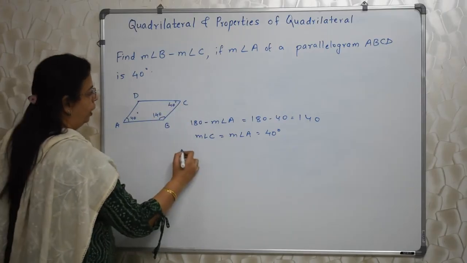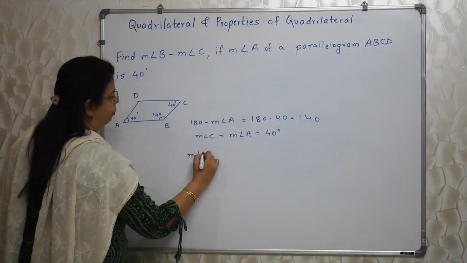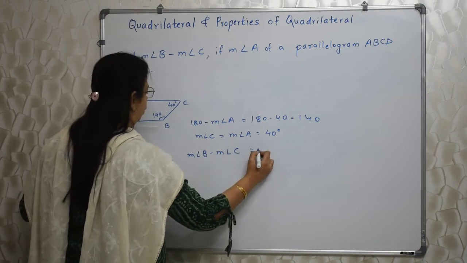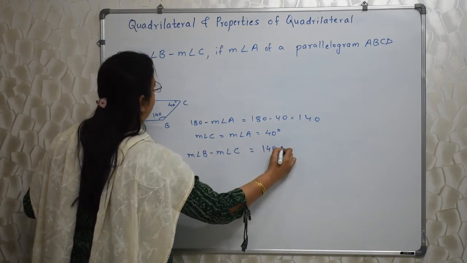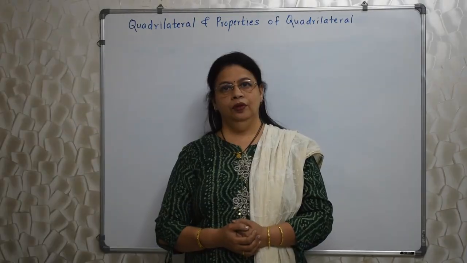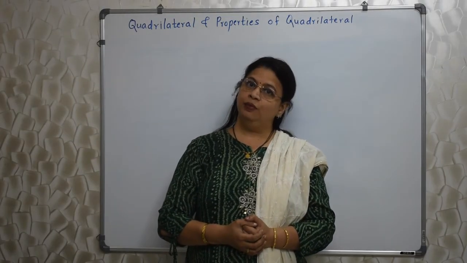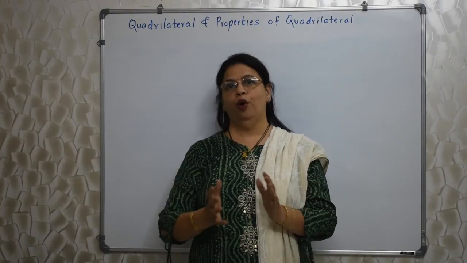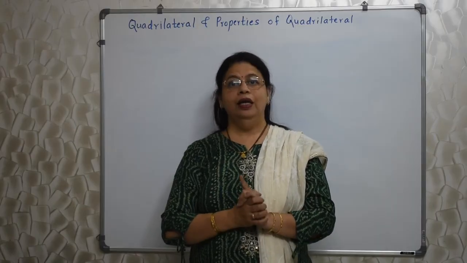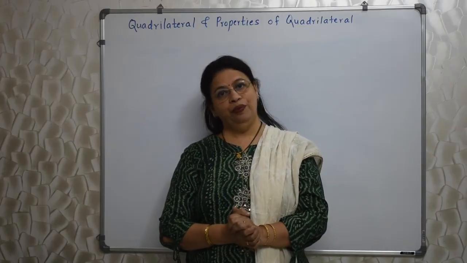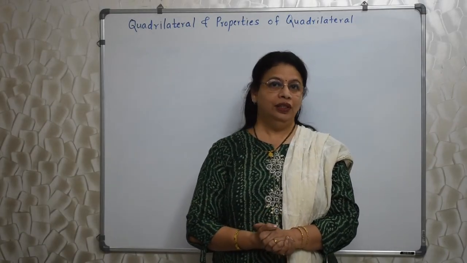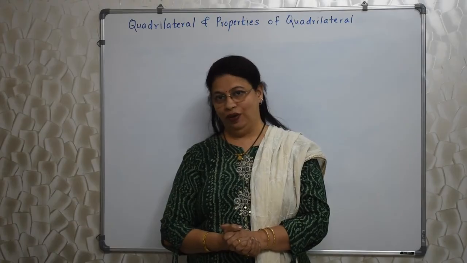Once we have got the measures of B and C, subtraction is no big deal. 140 minus 40. So our answer is 100 degree. So students, all these sums were based on some or the other property of quadrilateral. So again I am telling you, they are very simple. Read and learn all the properties of different quadrilaterals. Okay. With this we are through with this important chapter, quadrilateral and properties of quadrilateral.